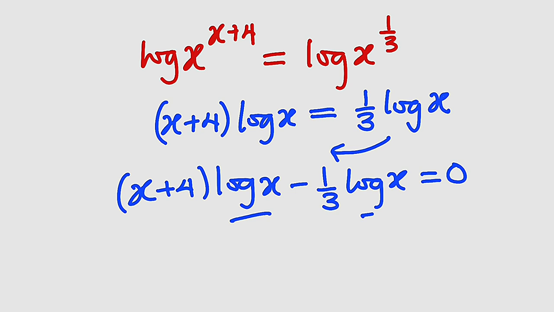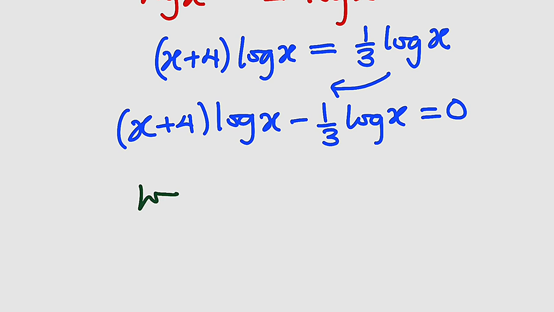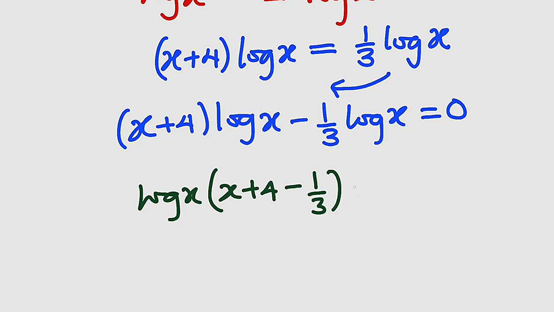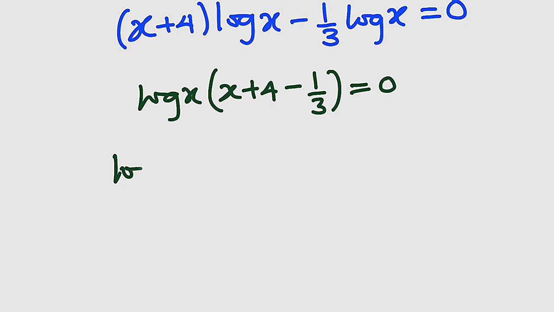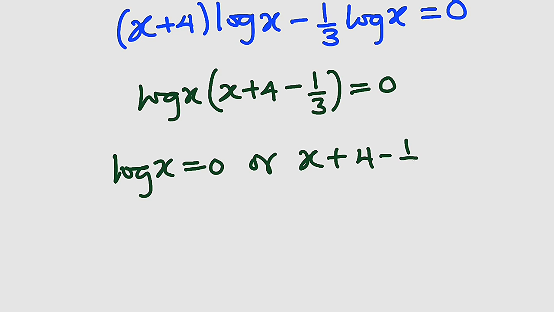You can see we have log of x in common, so we can factor it out. This becomes log of x multiplied by x plus 4 then minus 1 divided by 3 from this term, and the whole of this equal to 0. Now we have two factors. We are going to set each to be equal to 0. We have either log of x equal to 0 or x plus 4 minus 1 divided by 3 equal to 0.